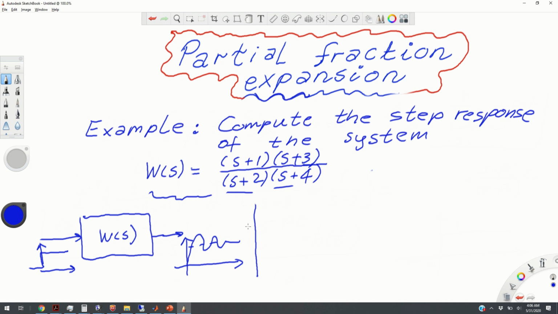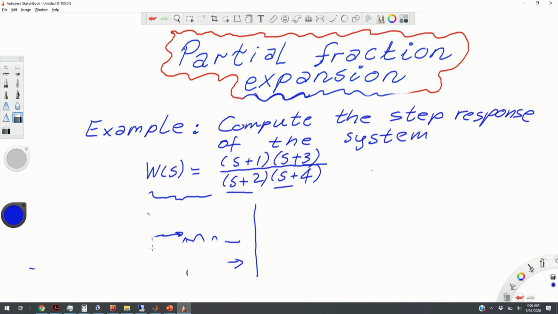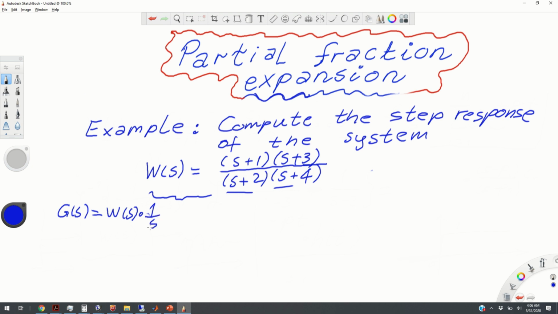So let's solve this example. How are we going to solve it? Well, we're going to use partial fraction expansion. So we want to represent G(s), which is your system's response, as W(s) times 1 over s, where 1 over s is the Laplace transform of the Heaviside function. This is your input. So the output of the system, Y(s), will be equal to G(s), and this will be equal to W(s) multiplying 1 over s.